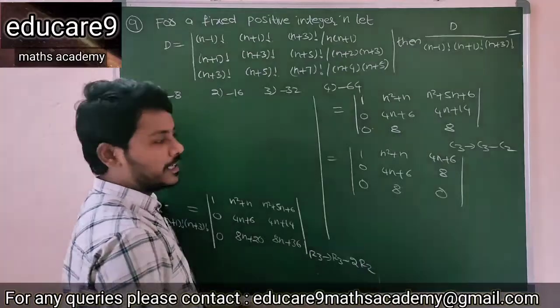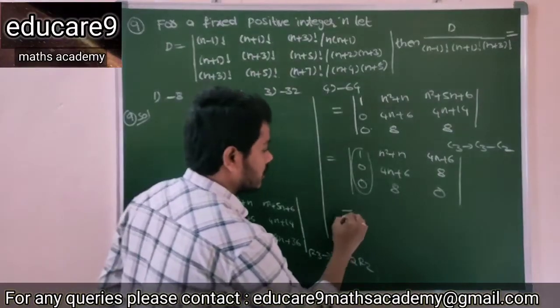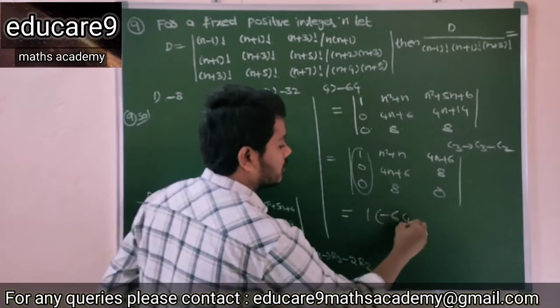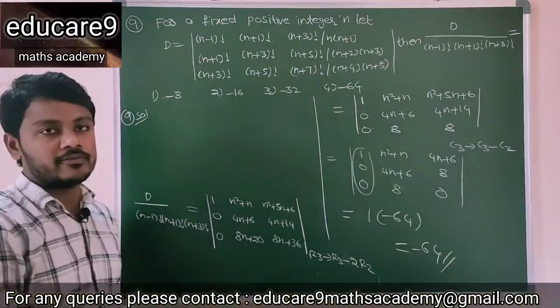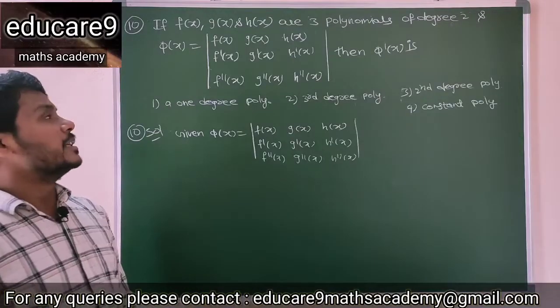So now find this determinant. Choose the first column, that is 1 into 0 minus 64, so minus 64. So clearly that value is what? Minus 64. So option 4. So see the next one.